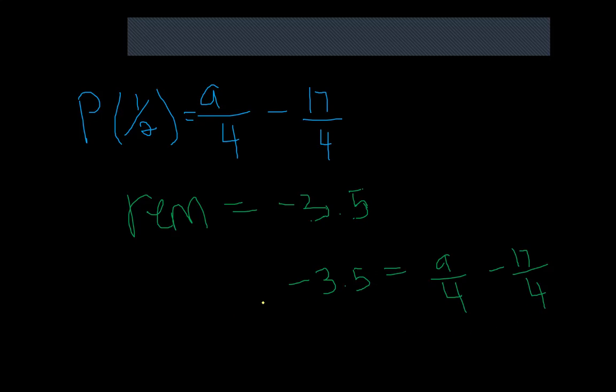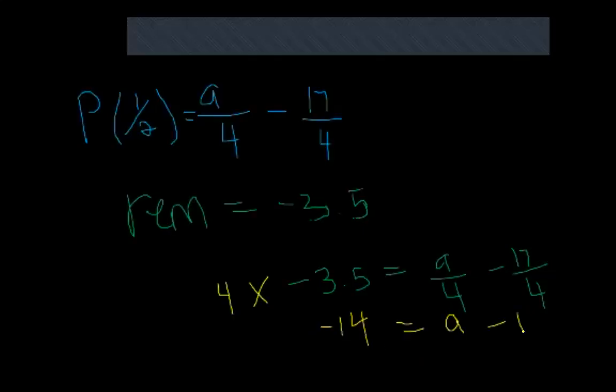Well, I could say, okay, I can multiply this entire thing by 4. Why? To get rid of these denominators. So minus 3.5 by 4, that's minus 14. And this will give me A, and this will give me minus 17. Remember, we're trying to find A. So what does that mean? Value of A is 3.